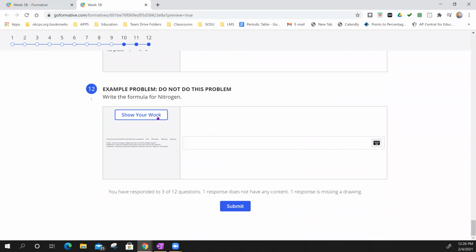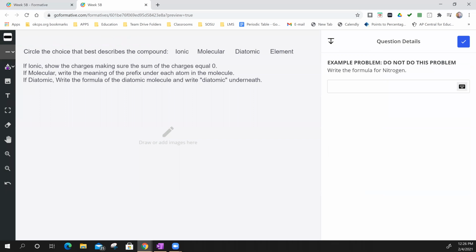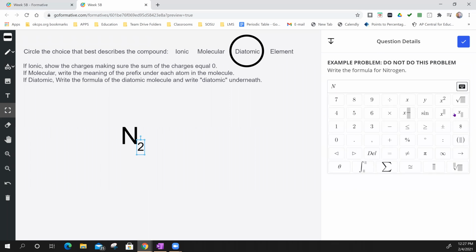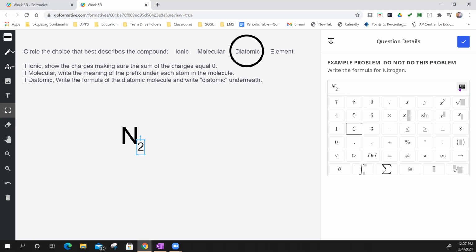Okay, so we're going to go in here. We're going to make sure we circle diatomic. We don't want to forget that. And then we're going to put in the formula for nitrogen. And it is N2. So we're going to make sure we put that. N2. And then we'll subscript 2. And that's all you have to do.